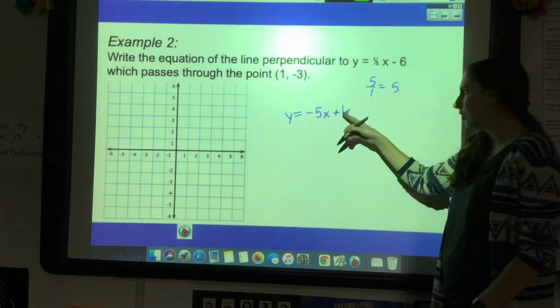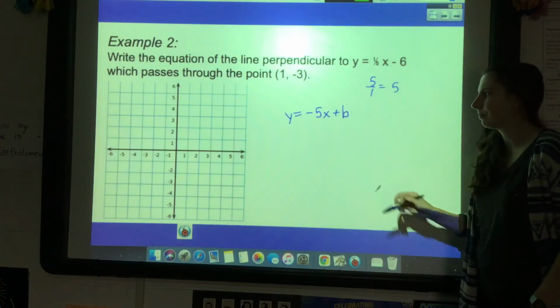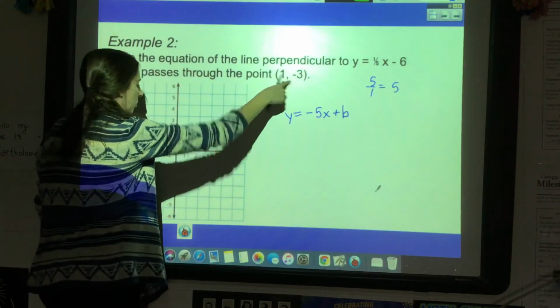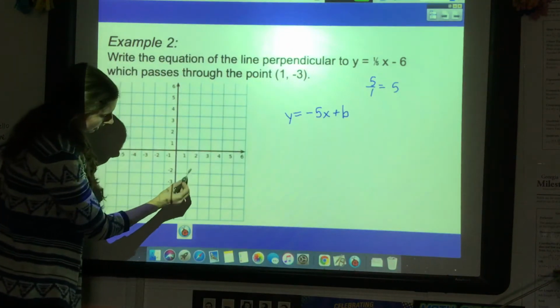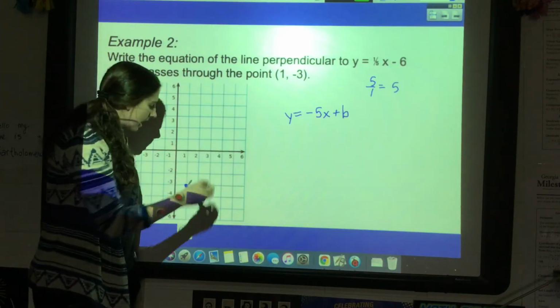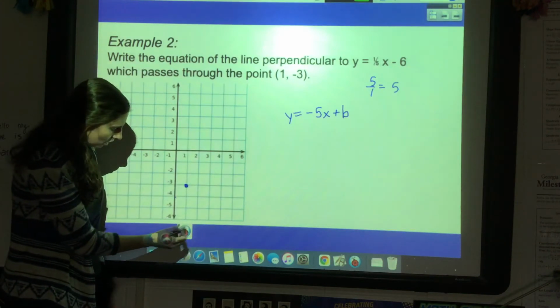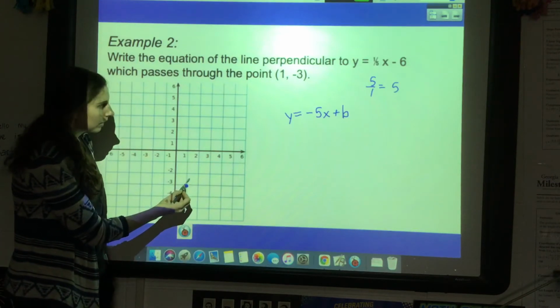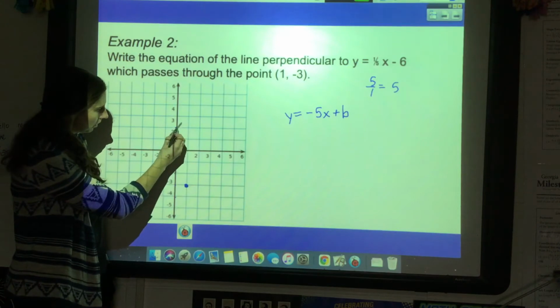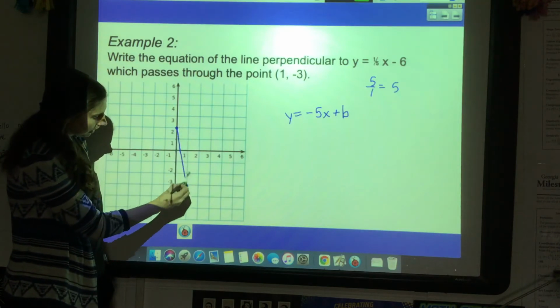The problem is I don't know what the y-intercept should be. It told me that this line passes through the point 1, -3. So 1, -3 is right here. And if it has a slope of -5, it would go down 5, over 1, or we could even go back 1, up 5. So there's the y-intercept right there.